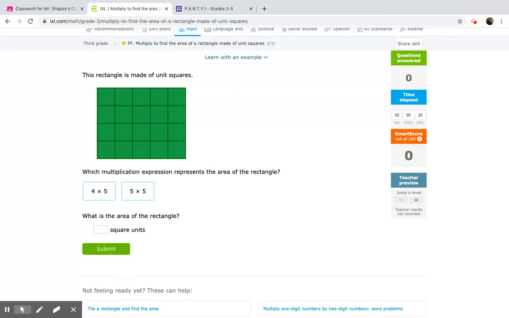In fact, it's like the closest to our work from yesterday. And all you're doing is looking at the number of rows. 1, 2, 3, 4, right? And then it times the number in each row. And again, you can just count for one row. So that'll be 1, 2, 3, 4, 5. That's all you really got to worry about.